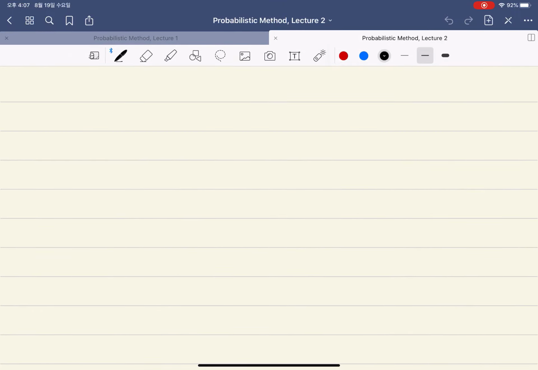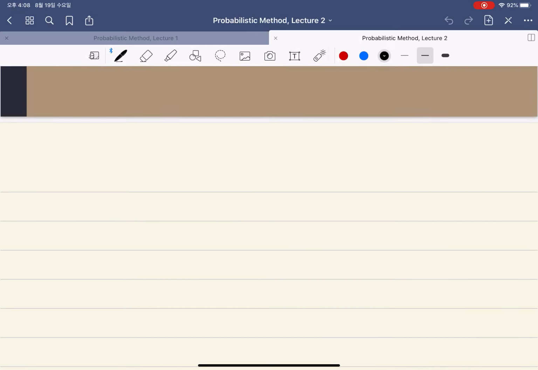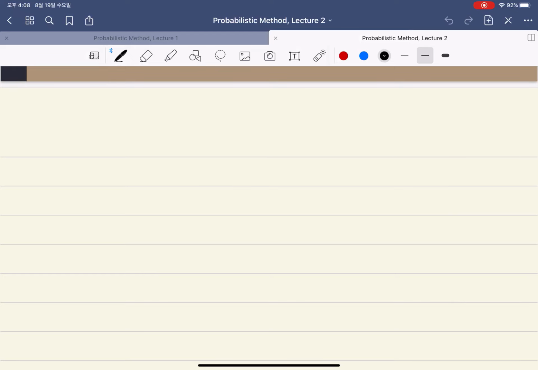So last time we have seen several examples of how we can use the basic probability to solve some problems in combinatorics. Today we will see more examples of how we can again use the probability to solve some combinatorial problems. So let's consider some examples on hypergraph.